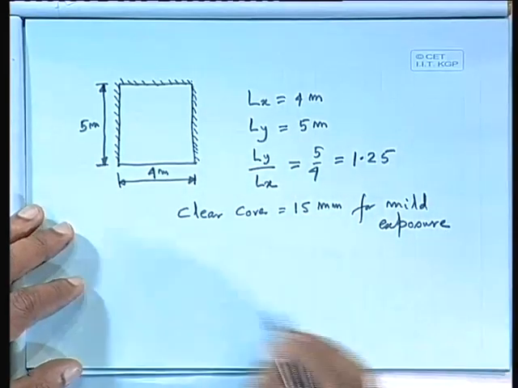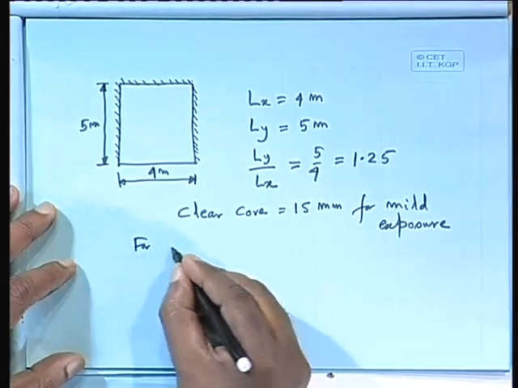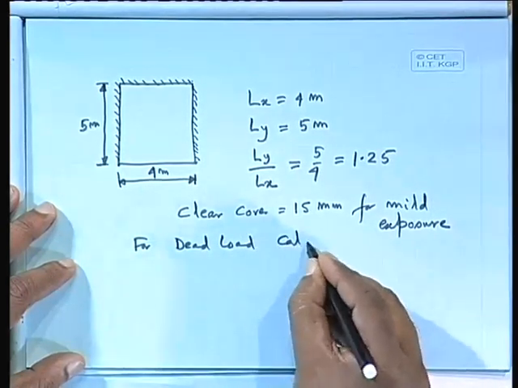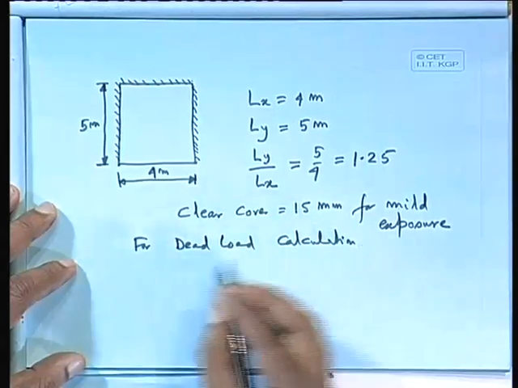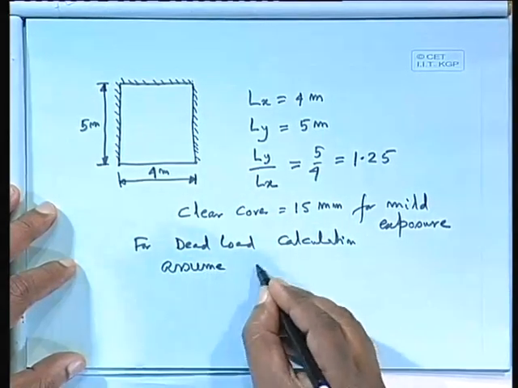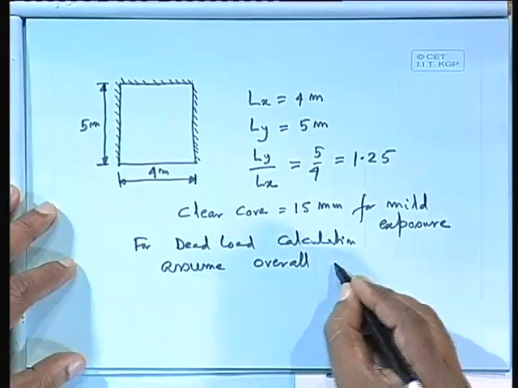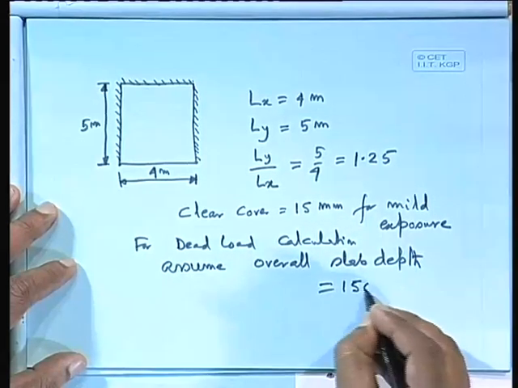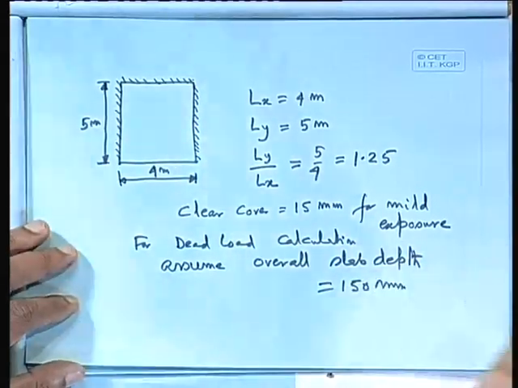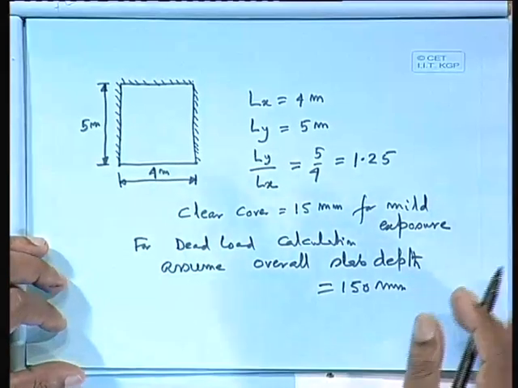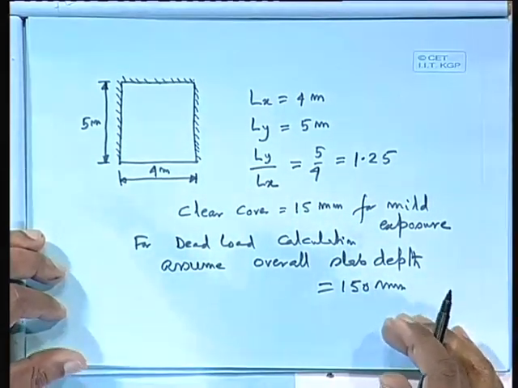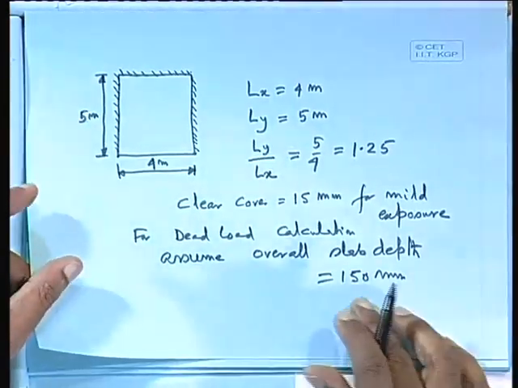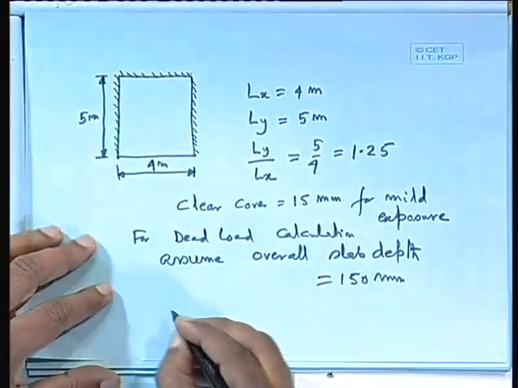Let us take, for your dead load calculation, assume overall slab depth equal to 150 millimeter. We can check later on whether we are getting the exact span by depth ratio or not. So here we are assuming 150 millimeter. Then we shall find out the design load. So 150 millimeter is the overall slab depth, and so effective depth we can also calculate.